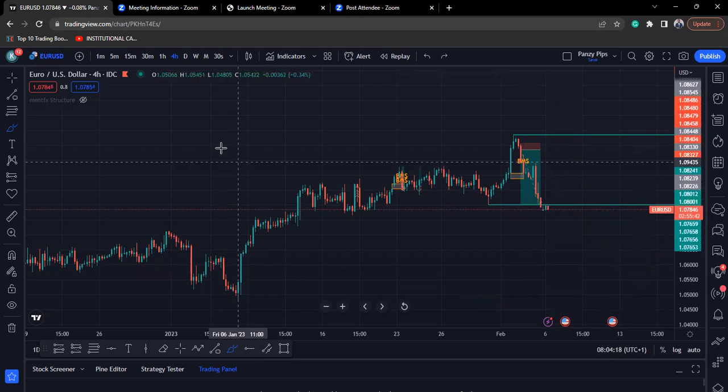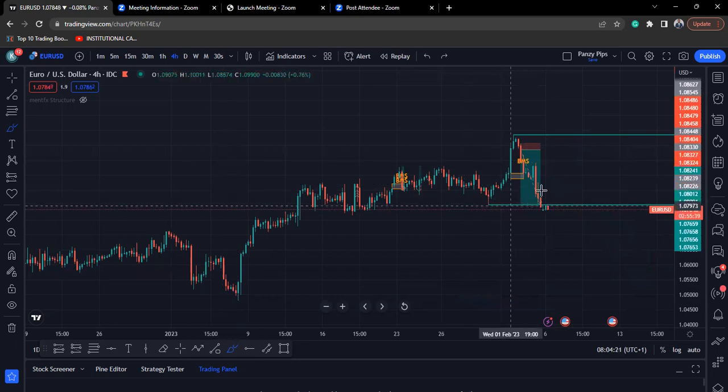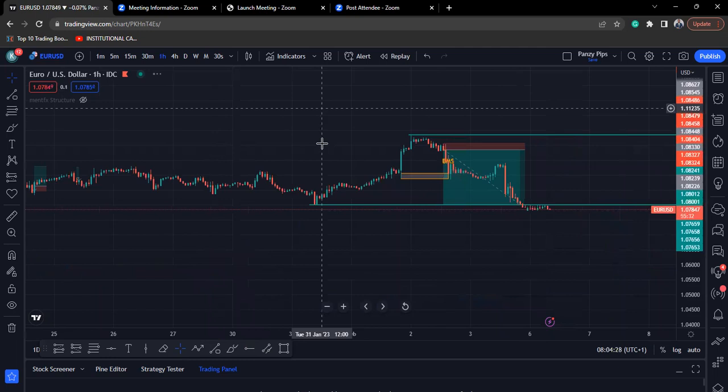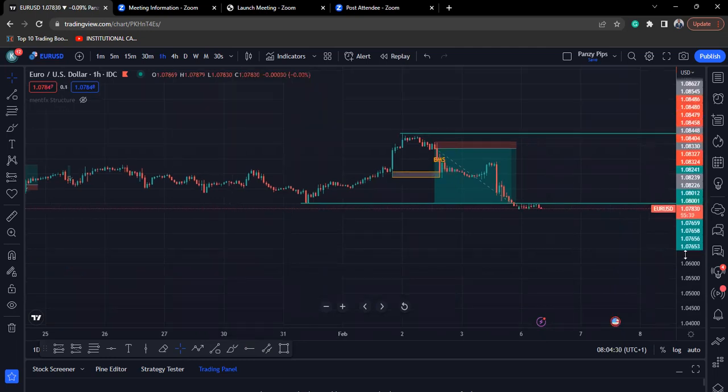Okay, I do not trade the 4-hour, but it's looking kind of bearish. It's looking bearish order flow wise, but structure wise, it's still bullish. Okay, let's look at the 1-hour. See what we have. Now on the 1-hour, what do we see?